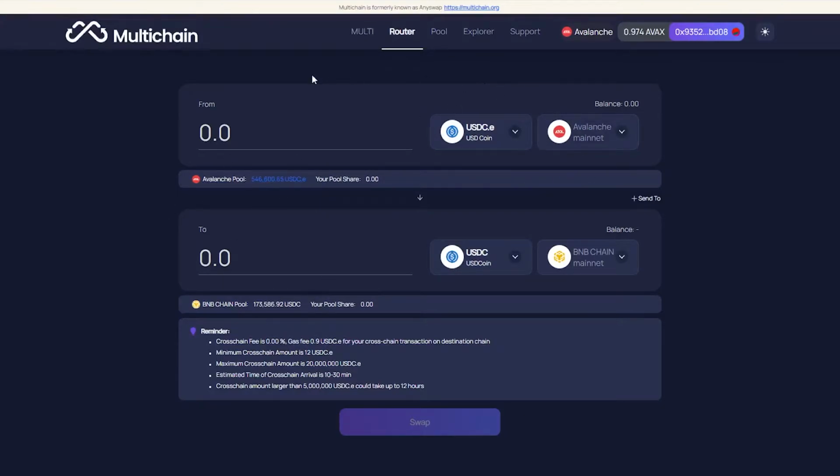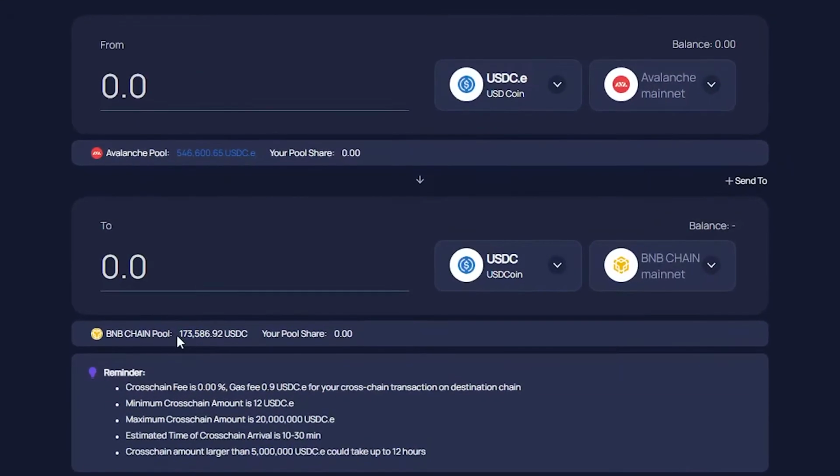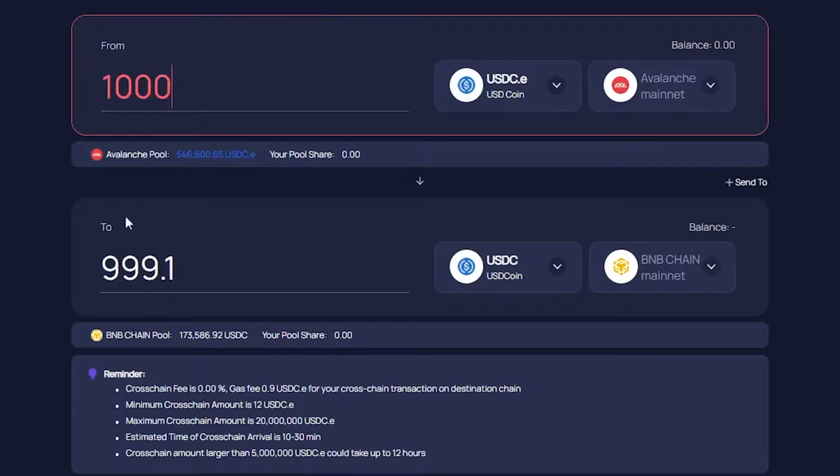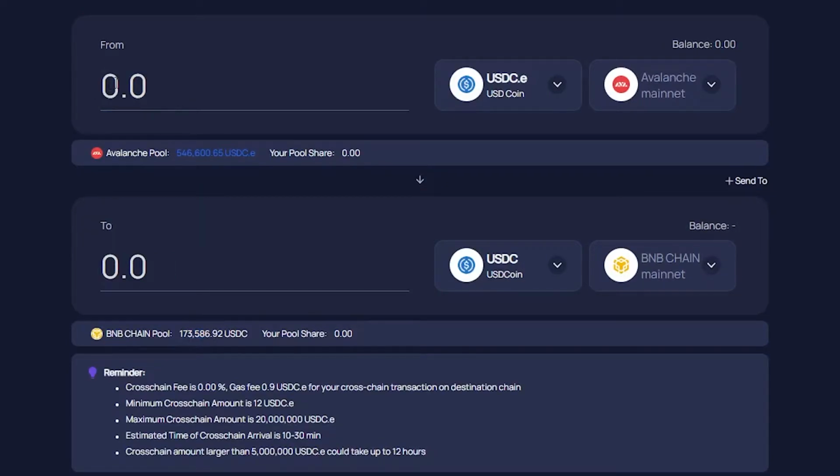Now, when you are making these transactions, it's really important to look at the pool, right guys? So here, as you guys can see, the USDC pool has $173,000. So if I were to send $1,000, I would get $999 on the other side, and it wouldn't be an issue since I am within the pool. However, if I was going to send a larger amount of money, obviously my money would not go through because there's not enough funds on the Binance Smart Chain pool for USDC.